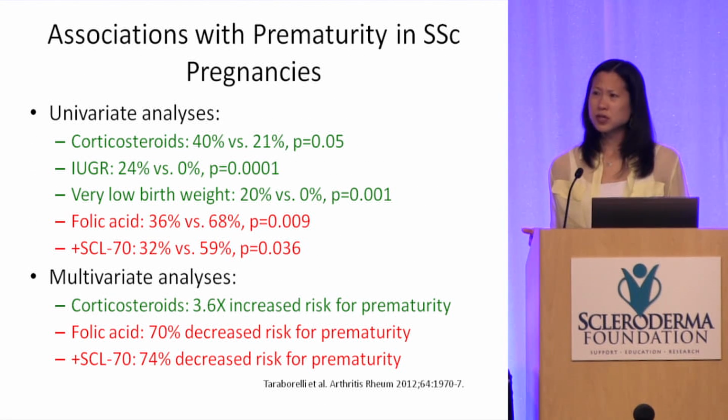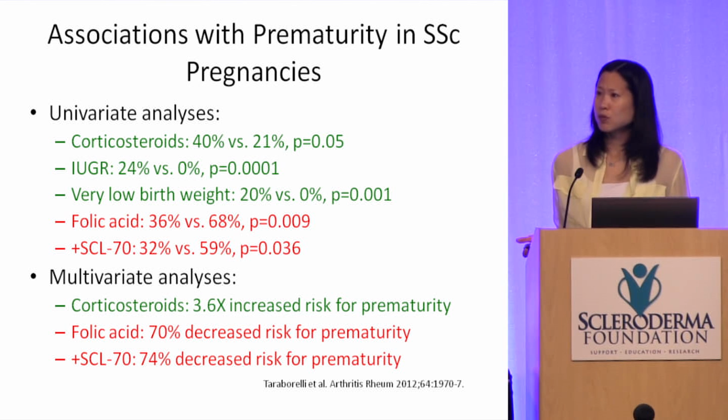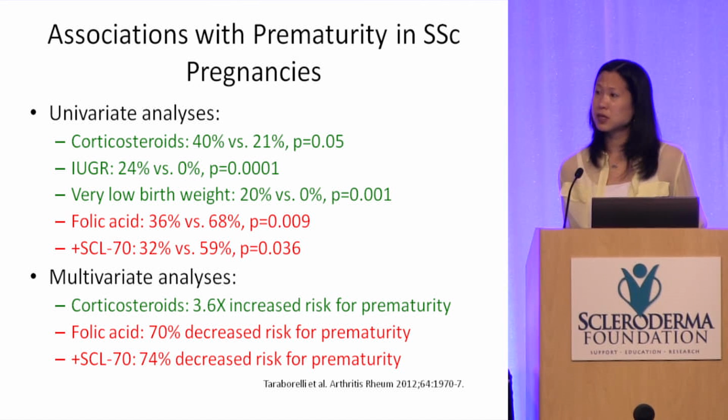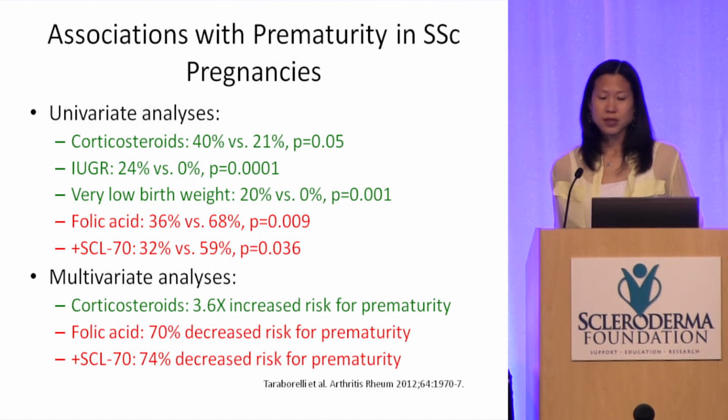So what are risk factors associated with leading to prematurity in patients with systemic sclerosis? Shown in green are those risk factors that actually increase the risk for prematurity, while those in red actually decrease the risk for prematurity in scleroderma pregnancies. So we look mostly at the multivariate analyses. This is correcting for age and other factors that can affect prematurity rates. And corticosteroids, the use of these steroid medications actually increase the risk for prematurity by more than 3.5-fold. So that's telling us we really should keep away from steroids if we can during pregnancy. The use of folic acid actually decreased the risk for prematurity by 70%. And interestingly, being SCL70 positive decreased the risk for prematurity by 74%. So that's a difficult one to explain, actually.